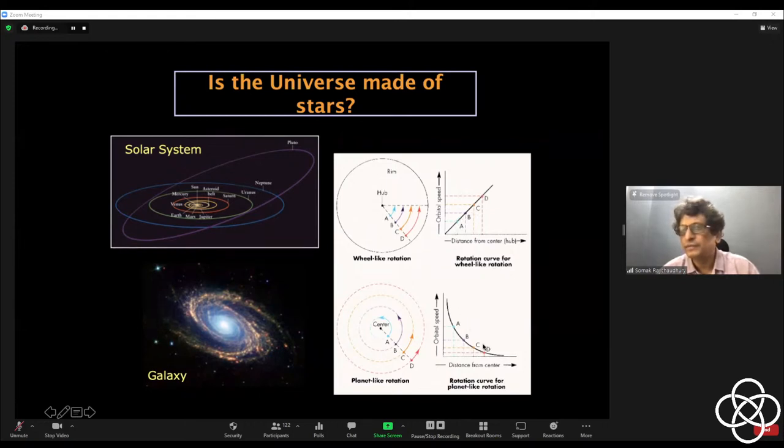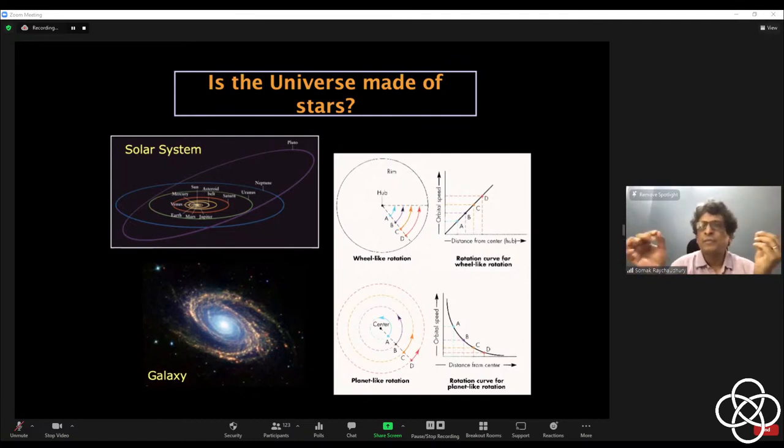So it's very different. And that is because most of the mass in the solar system is in the center, and most of the mass is in the sun. And the planets themselves are like test particles. They have very little mass compared to the sun, and they're going around.